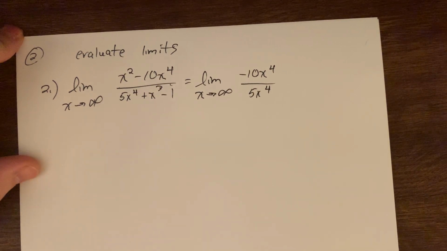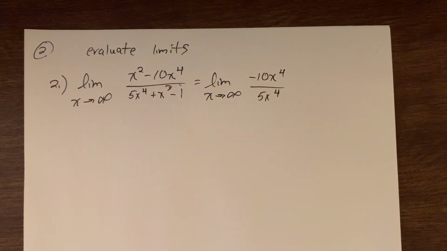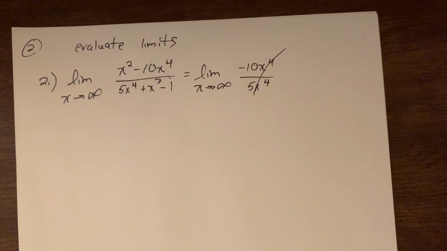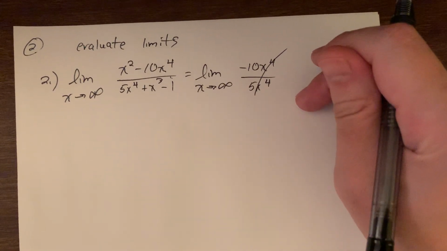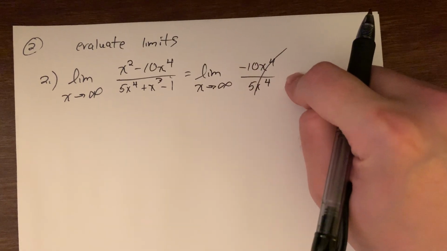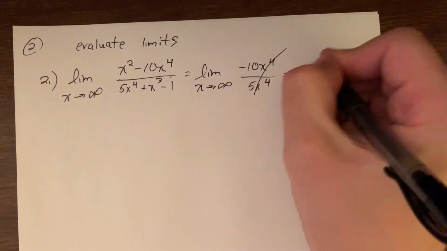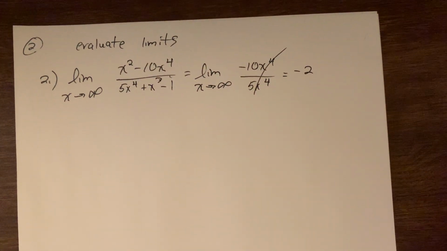But now in this one, the previous one we had x's cancel, but we still had x's left. In this one, the x's cancel entirely. There's no x's left. And we're still using limit properties. If there's no x left, the limit of a constant is that constant. So this limit equals -10/5, which we can reduce to -2.